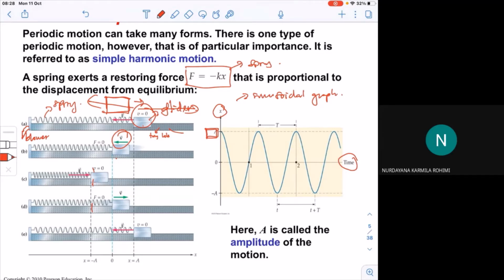And then it goes back to x equals 0, and then it goes to x equals negative a. It goes back to x equals 0, and then finally it reaches back at x equals a. So that is considered as one complete oscillation. That's why they have put the sign that the period is taken to be one complete oscillation.